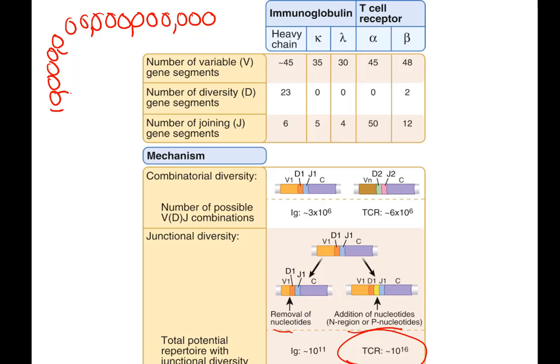Okay? So again, because of these extra 50 J's on the alpha chain, that increases the level of combinatorial diversity, simply because there are so many extra J's. Here we have fewer of the light, but B cells have an additional way of creating diversity. So B cells can go in, and once we've created this, we're done.